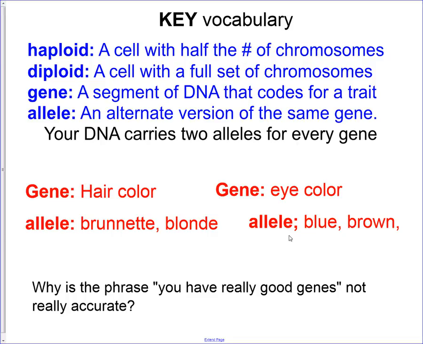So when you hear the phrase, you have really good genes, or you're going to inherit really good genes, that's not really accurate because everyone has the same genes. Everyone has the hair color gene. Everyone has the eye color gene. Everyone has the hair gene. It may be turned off, but you still have that gene. What's different about people are the alleles that they inherit. So while everyone inherits the same genes, people will inherit different alleles.